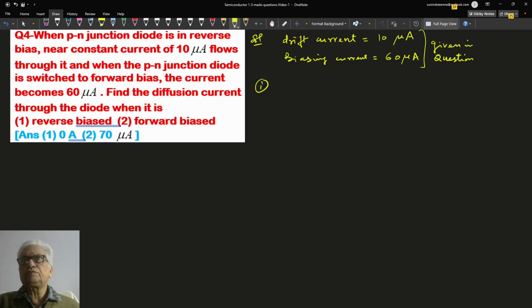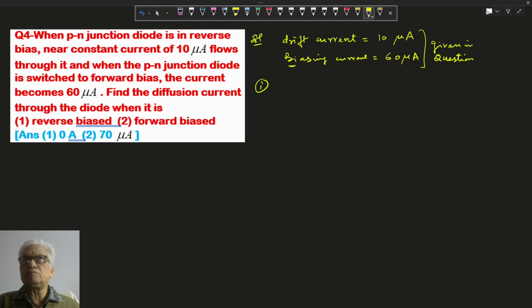It means this signal for reverse biasing is across the diode, so diode output will be minus 1 volt and 0 volt. This question is given the drift current 10 microampere and the biasing current is 60 microampere. Now in reverse biasing condition, diffusion current must be 0.